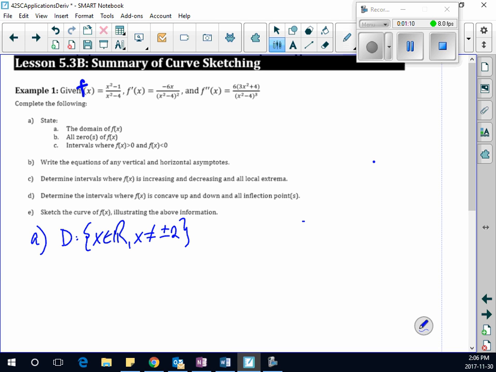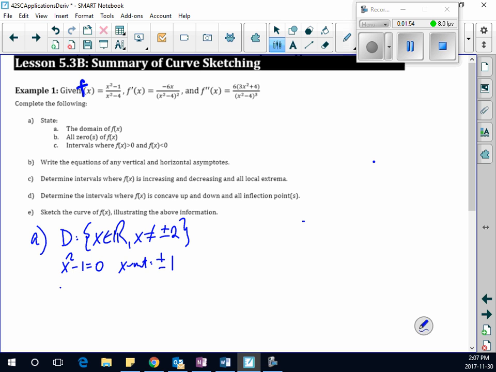B says the zeros of the function. How do I find the zeros? That's the x-intercepts, right? What do I do to solve that? Set y to 0 and solve. So what am I looking at? x squared minus 1 equals 0. So what are my x-intercepts? Plus or minus 1. What are the intervals where f is above the x-axis and below the x-axis? How would I figure that out? Yes, do a sign diagram of the intercepts.